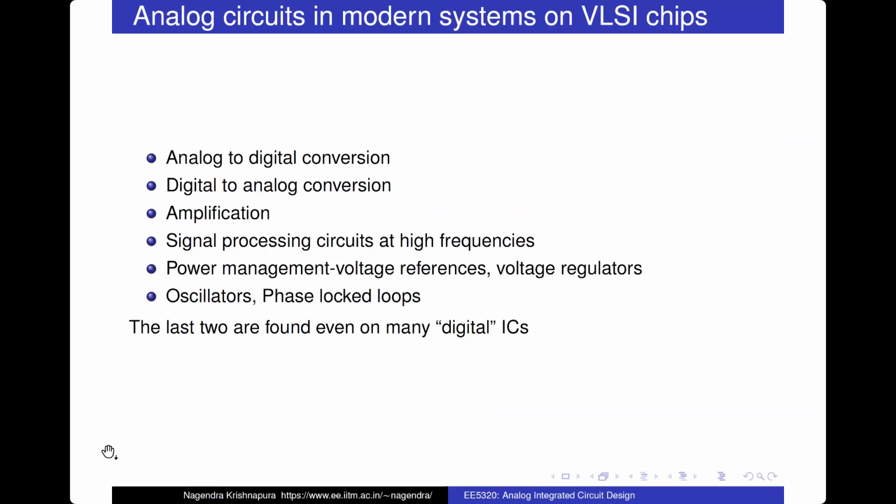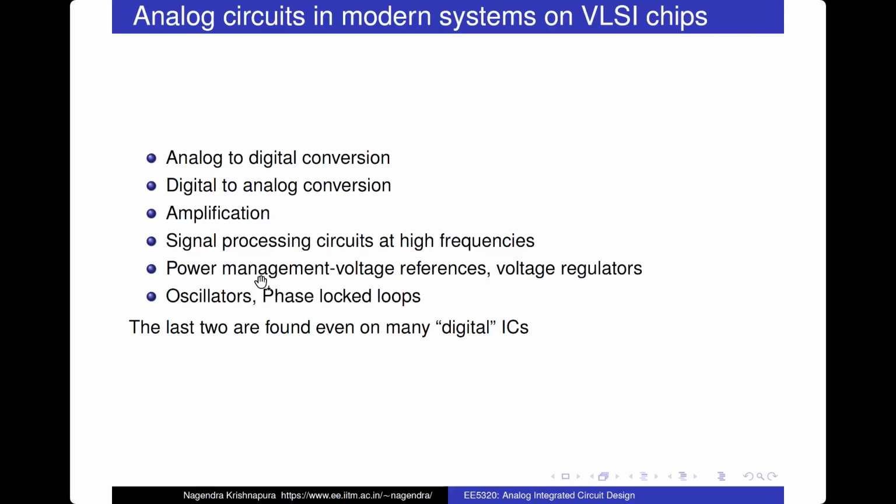From that, you have to generate all the voltages, and all these voltage levels are different. For the display, it will be different. For the processor, it will be different, and so on. But you have one battery whose voltage keeps changing slowly with time as it discharges. And from that, you have to generate all these things. And such circuits are called power management circuits.